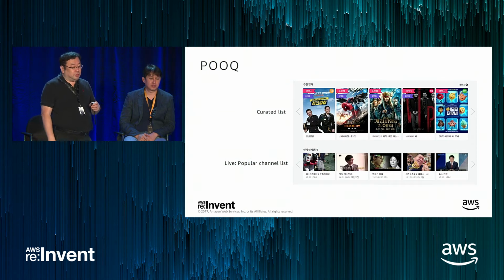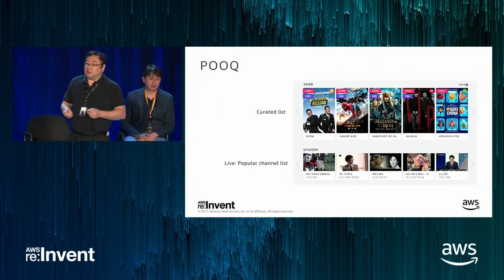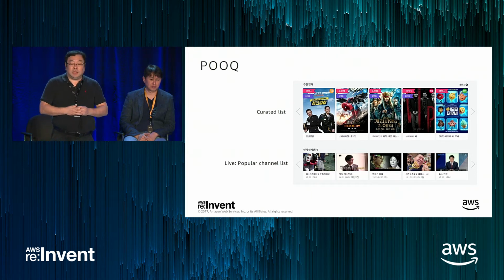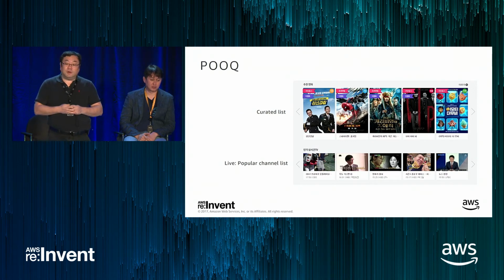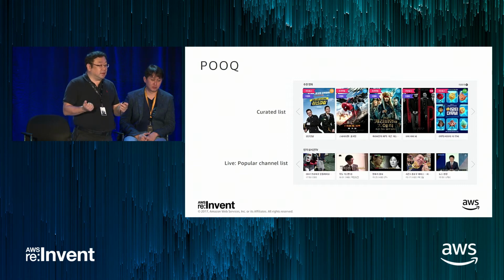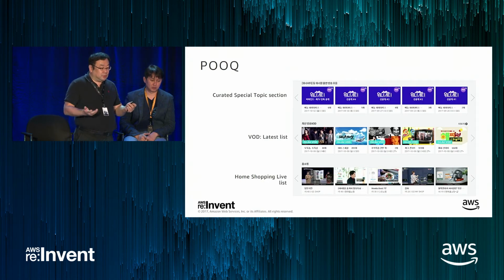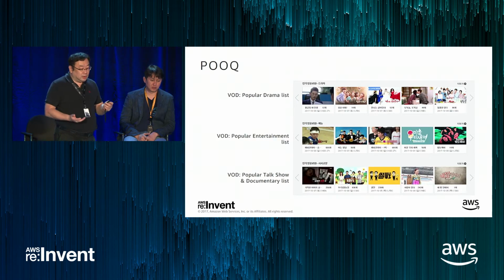Second is a curated list of the movie list. You may think this is some automatic AI kind of thing, but that's not what this is. Actually, this is good old hand-picking service list. That's because some of my colleagues inside my company prefer having hand-picked content so that they can place their marketing push contents first. So I'm not a big fan of this kind of approach, but these kinds of things happen. And the popular channel list is the same thing as the VOD list. And there's the curated special token, latest list, home shopping kind of thing. A lot of contents here.